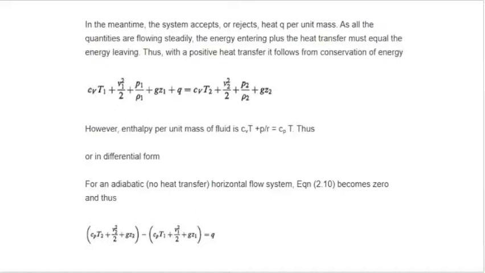If we consider an adiabatic process, there will be no heat transfer. For an adiabatic process in a horizontal flow system, Q tends to be 0. So write the equation as CpT2 plus V2 squared by 2 plus g Z2 minus CpT1 plus V1 squared by 2 plus g Z1, which is equal to 0.